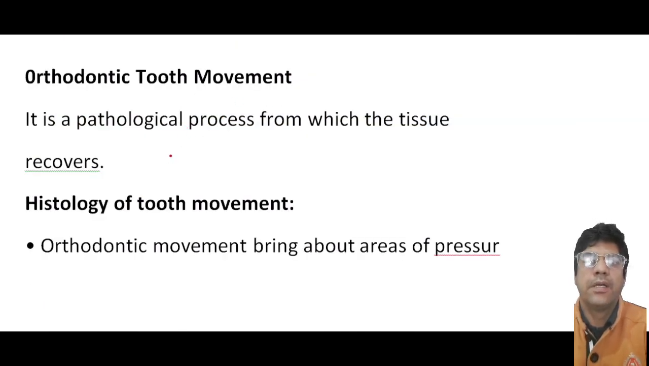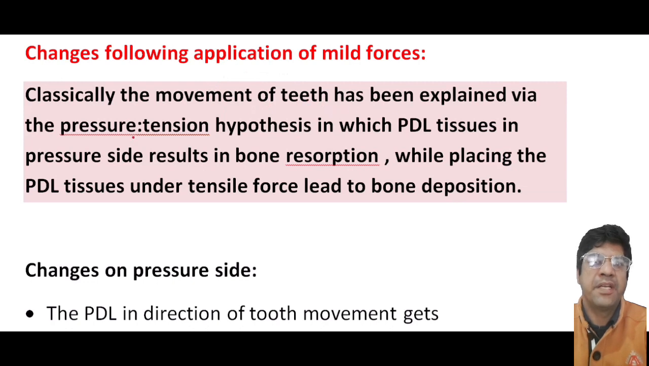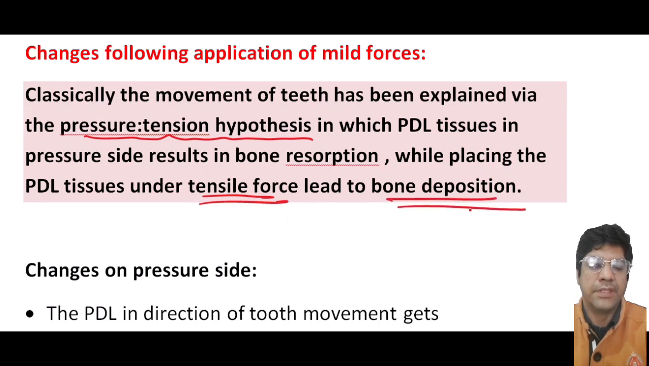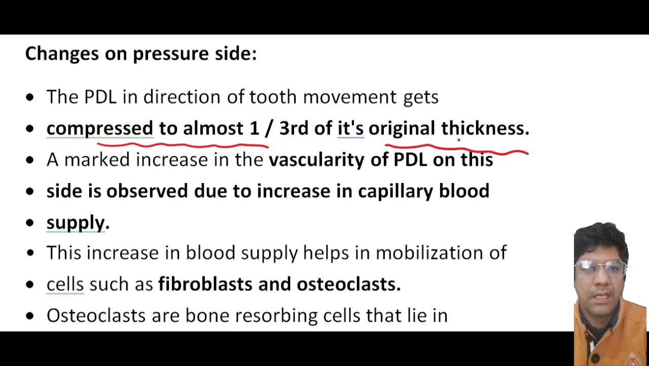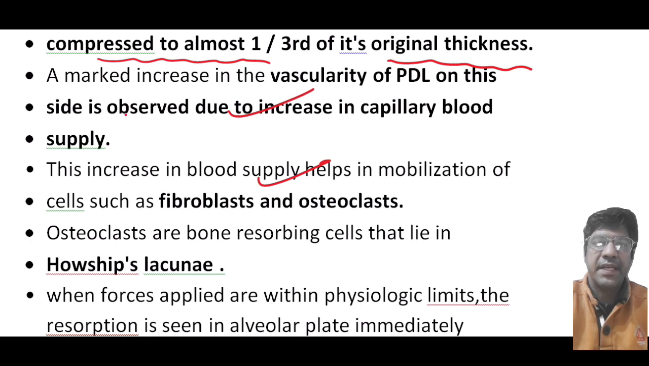The orthodontic tooth movement. Now the classical movement of tooth has been explained by the pressure tension hypothesis, which states that the periodontal ligament on the pressure side results in bone resorption, while on the tension side it leads to bone deposition. So what are the changes that occur on the pressure side? The periodontal ligament on the pressure side gets compressed, so its thickness is reduced to 1/3 of the original thickness. There is an increase in the vascularity, that is, an increase in the blood supply that facilitates the mobilization of cells like fibroblasts and osteoclasts.